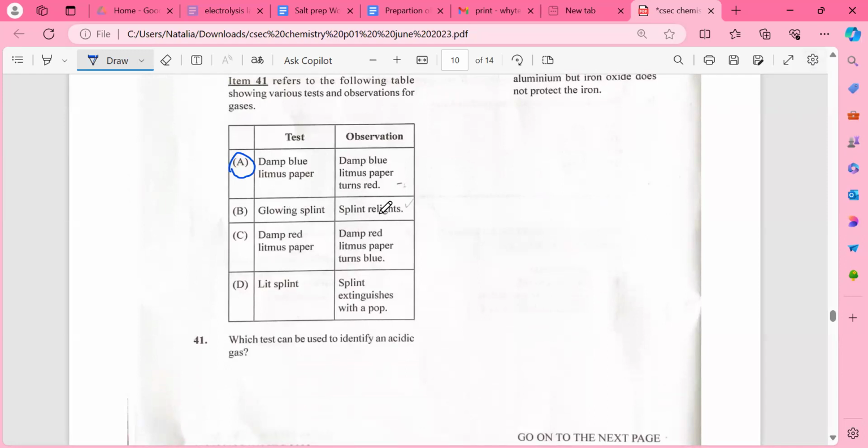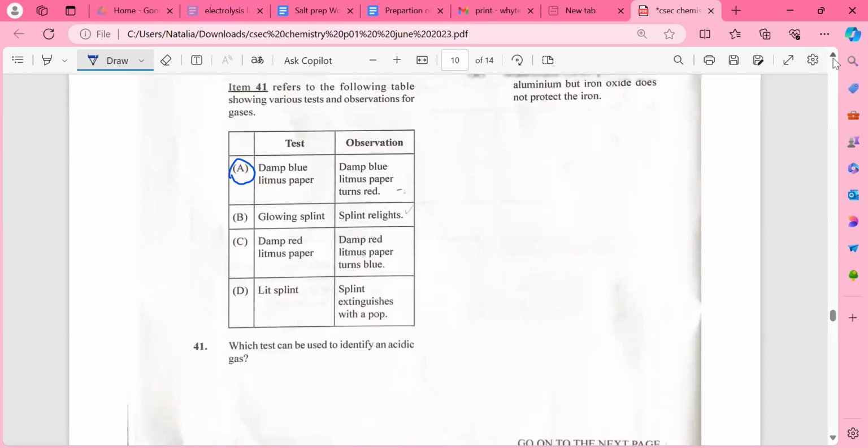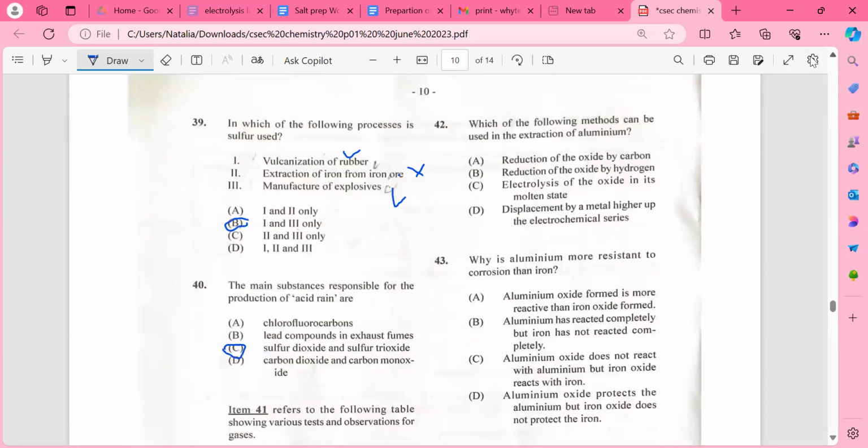Oxygen is the one that would perform B. C would be ammonia gas, and hydrogen gas would give us D. Which of the following methods can be used in the extraction of aluminum? So aluminum is obtained via electrolysis from the molten state of its oxide.